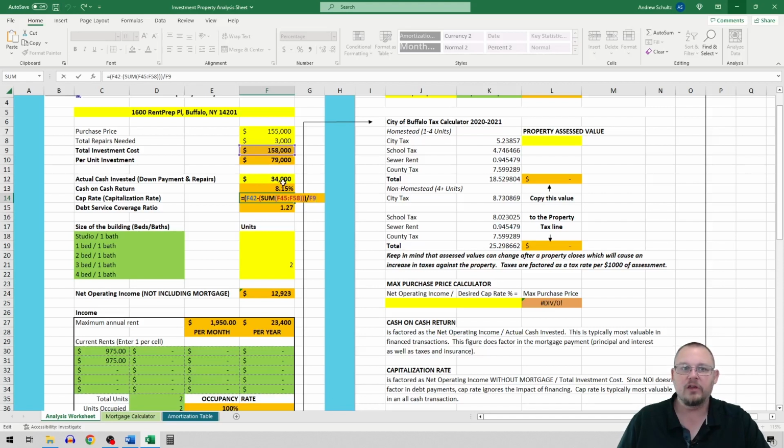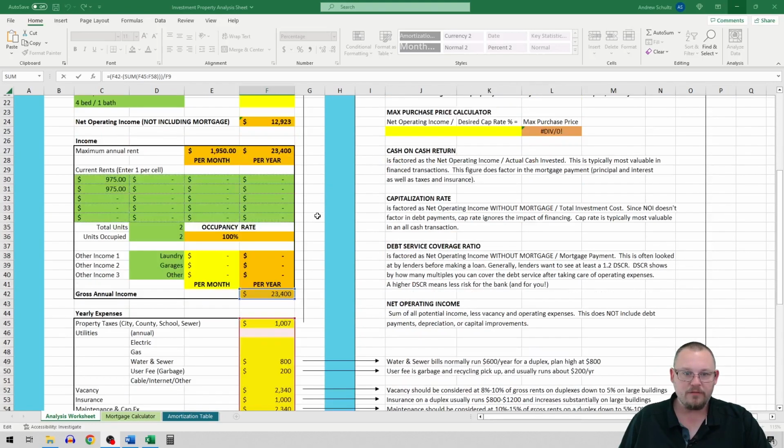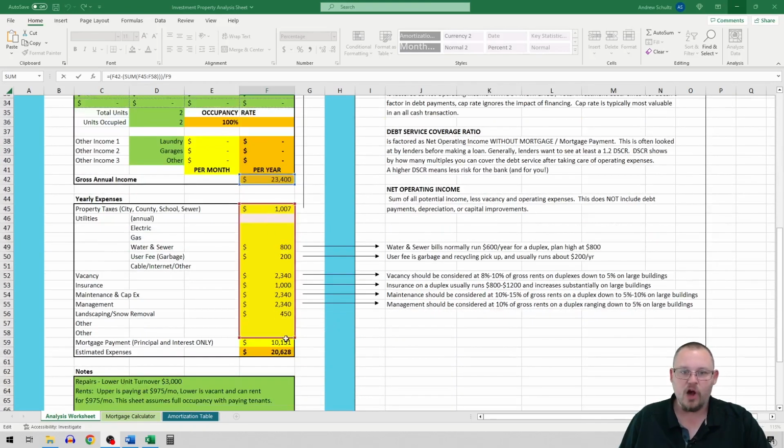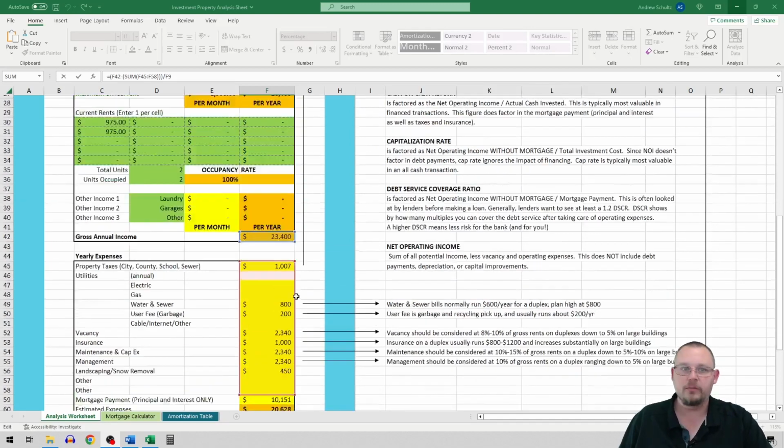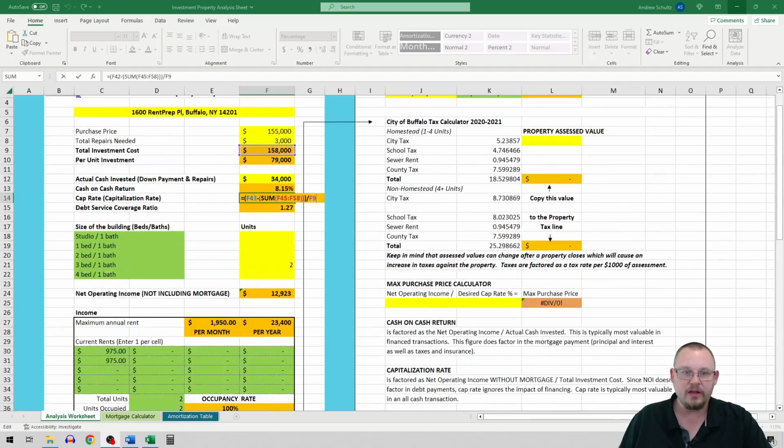We're not actually looking at the actual cash invested here, because when you're dealing with a cap rate, you're not looking into the finance end of the deal, which is where the cash on cash would be more useful. So this formula in the spreadsheet is a little bit more complicated. It starts with the sum of F45 to F58, which is essentially all of our yearly expenses minus the mortgage payment, because we're not looking at that here.